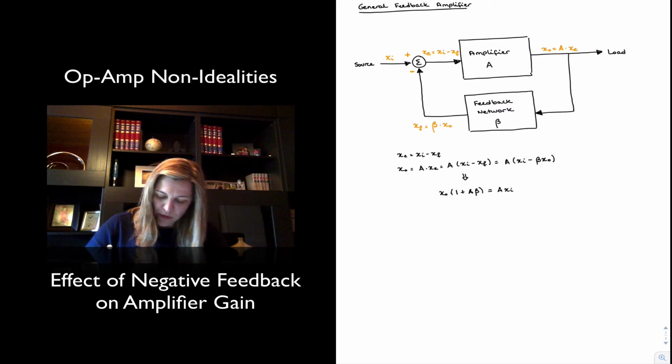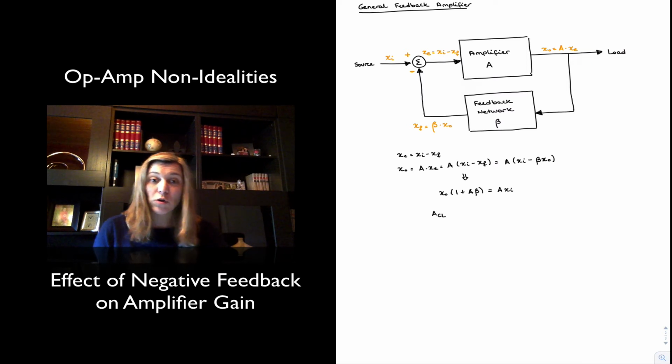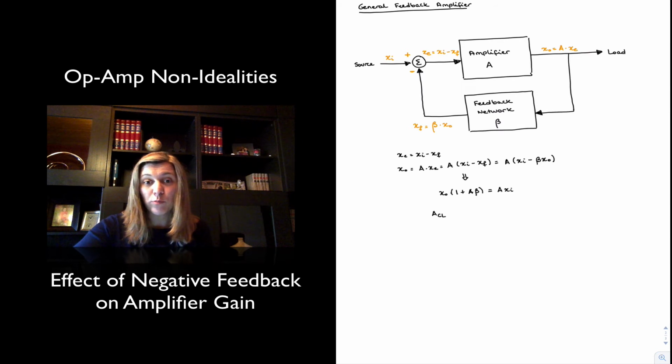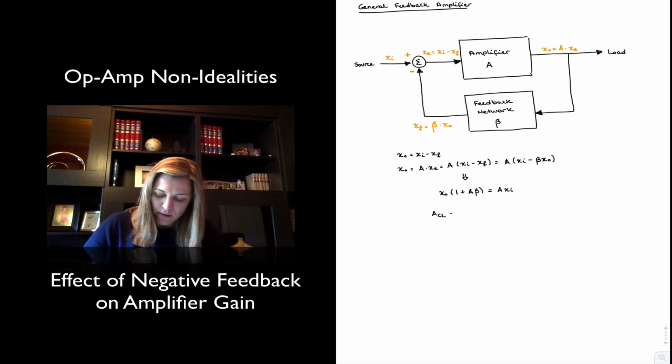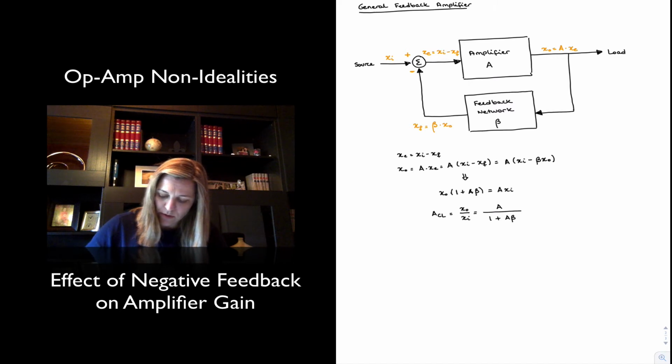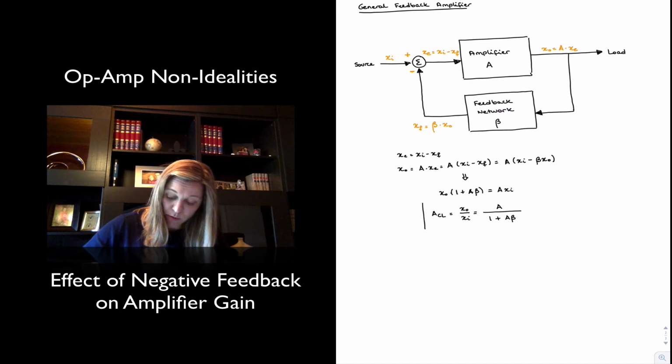And therefore, if I want to come up with an expression for the closed loop gain of the amplifier, it's no longer the gain of just the open loop amplifier, but rather the gain of the overall negative feedback system. That's going to be the ratio of x out to x in, which is going to be A divided by 1 plus A times beta. And this is an important result.